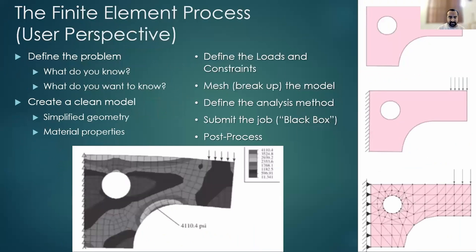And so there are various steps that you do for this. So the first is you have to define your problem. For example, what do you know and what do you want to know? You have to create a clean model to work on. So simplify geometry, know what your material properties are. You have to define what your loads and constraints are. So where are you applying your forces or loads? What areas are being fixed or not moving in space? Then you have to mesh or break up your model into those finite little elements, as I talked about.